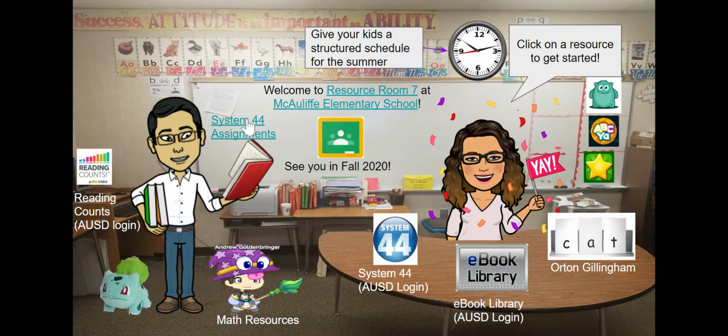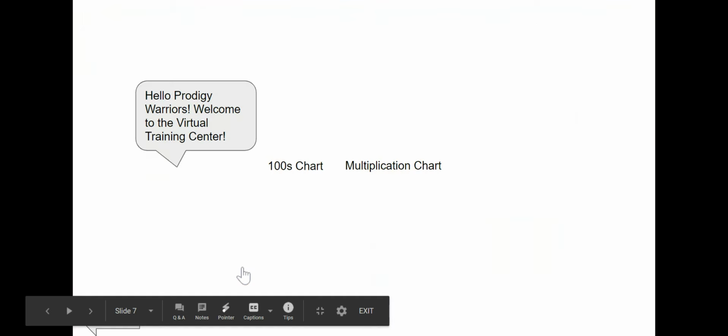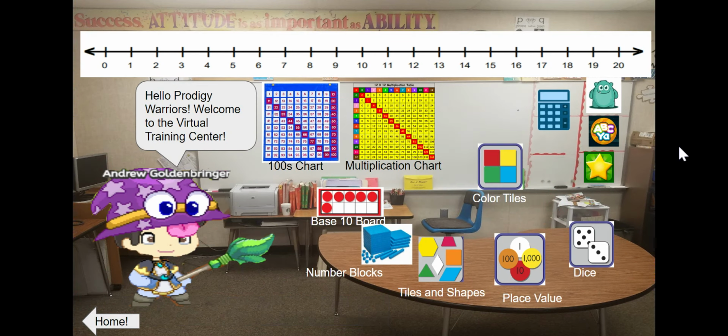Okay, so first of all, I want you to see here that a new link has just been created. So when you hit present, you click Andrew Goldenbringer, okay? Because it's not going to literally say math resources, it actually does right down there. But if you click, Andrew Goldenbringer has his own classroom. So instead of really calling it math, I've called it the training center. So this is the virtual training center for math, for the kids who are doing Prodigy.